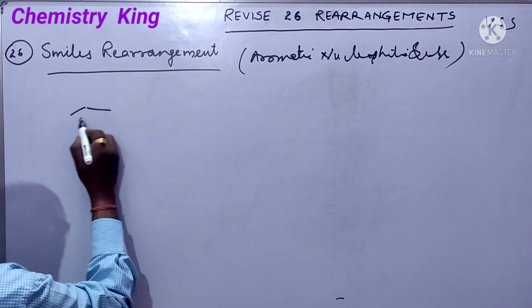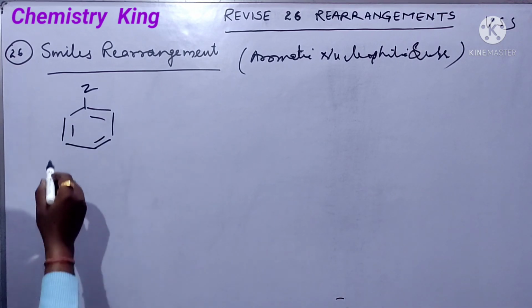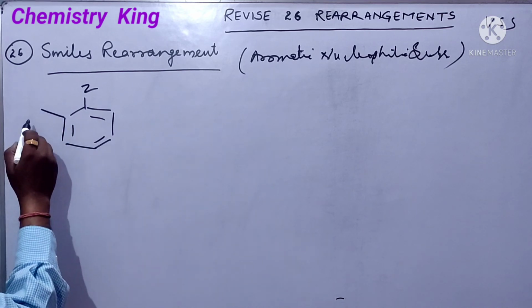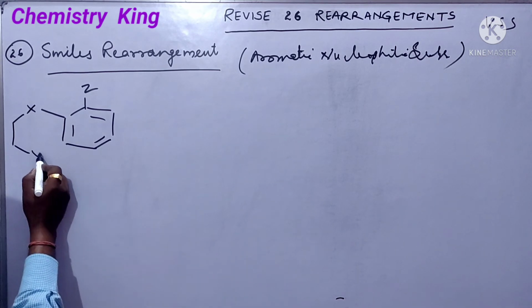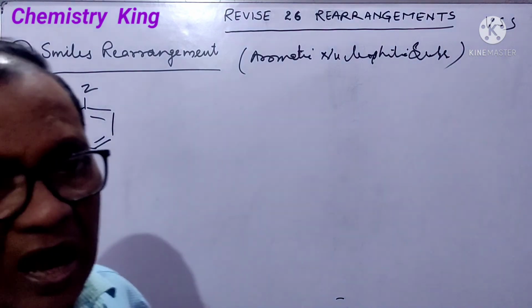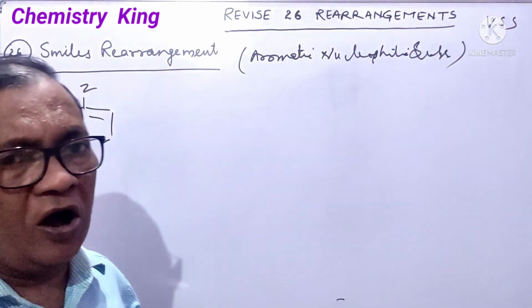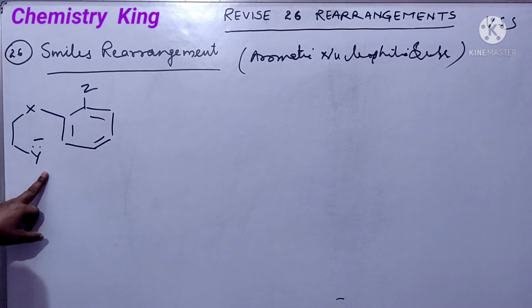Here it is Z, an electron withdrawing group, and it is X, and it is Y. This Y will contain either a lone pair of electrons or a negative charge, meaning it should be nucleophilic in nature.